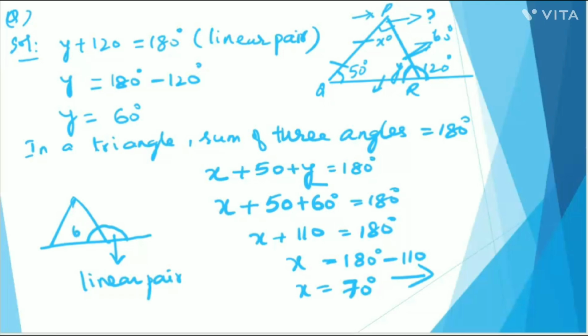Suppose I have 60 here, then this angle will be 120. Or if you have 80 here, then this angle will be 100. So that means when you add this angle and this angle, it should be equal to 180. Such a pair is called linear pair.